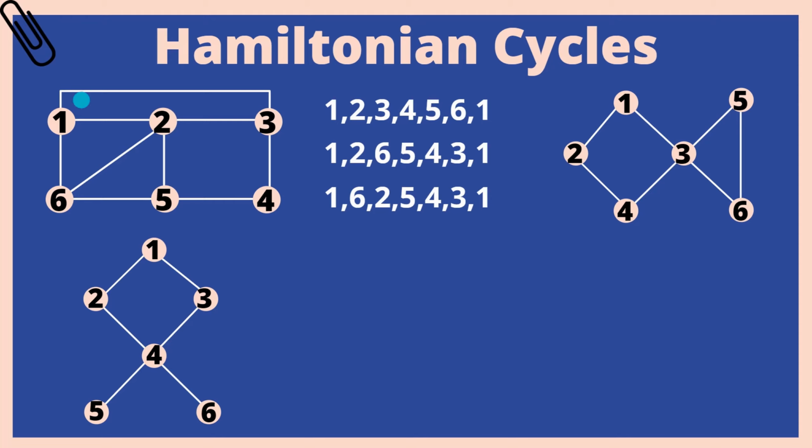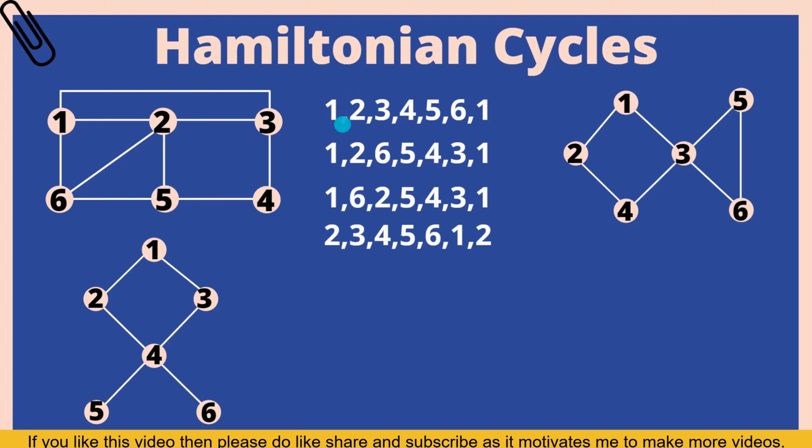But is there any other cycle like 2 to 3, then 4, 5, 6, 1 and 2? Can we say that this is also a cycle? Yes, we can say that this is a cycle, but it has already been written over here. So it is a duplicate of this cycle, and we won't consider this one.